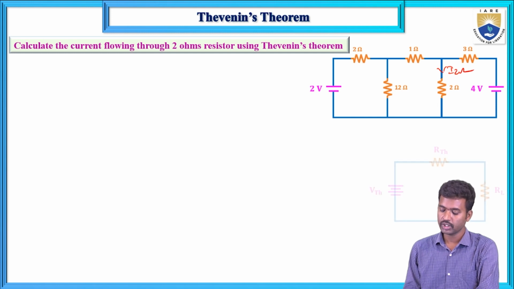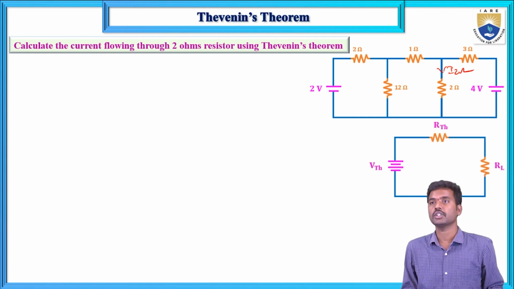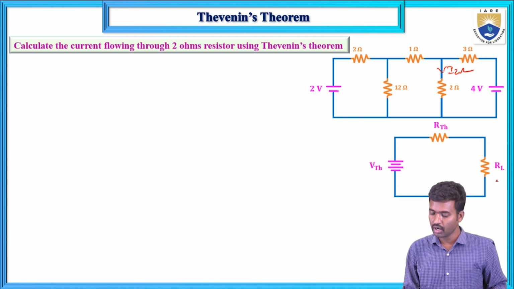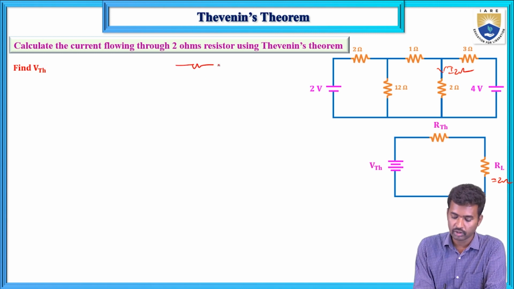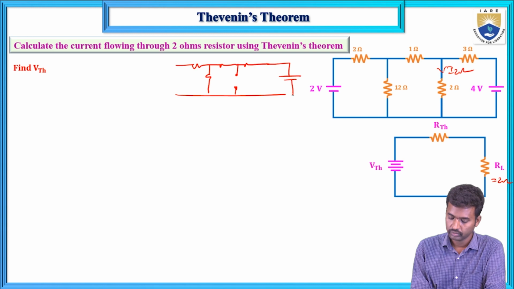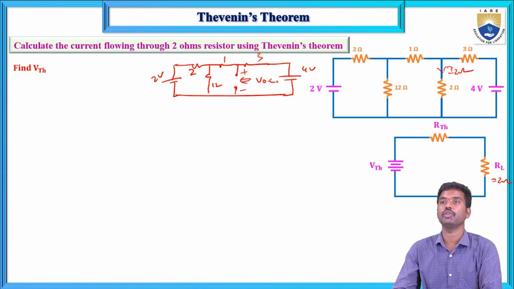First this circuit is replaced by a single equivalent circuit, which consists of one voltage source in series with a resistance connected across the load terminals. Here RL equals the 2 ohm resistor. Now calculate VTH and RTH. First the VTH calculation: remove the load resistance from the given circuit. I am drawing the circuit with 2 volts and 4 volts, and 2, 12, 1 and 3 ohms. Remove the load resistance and calculate this VOC voltage.